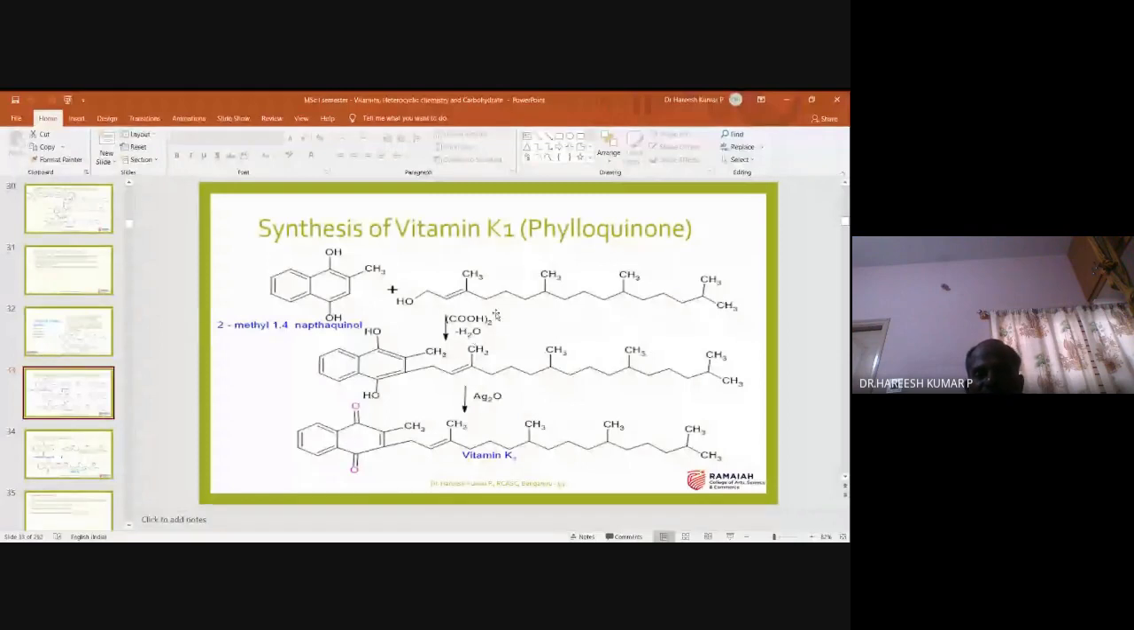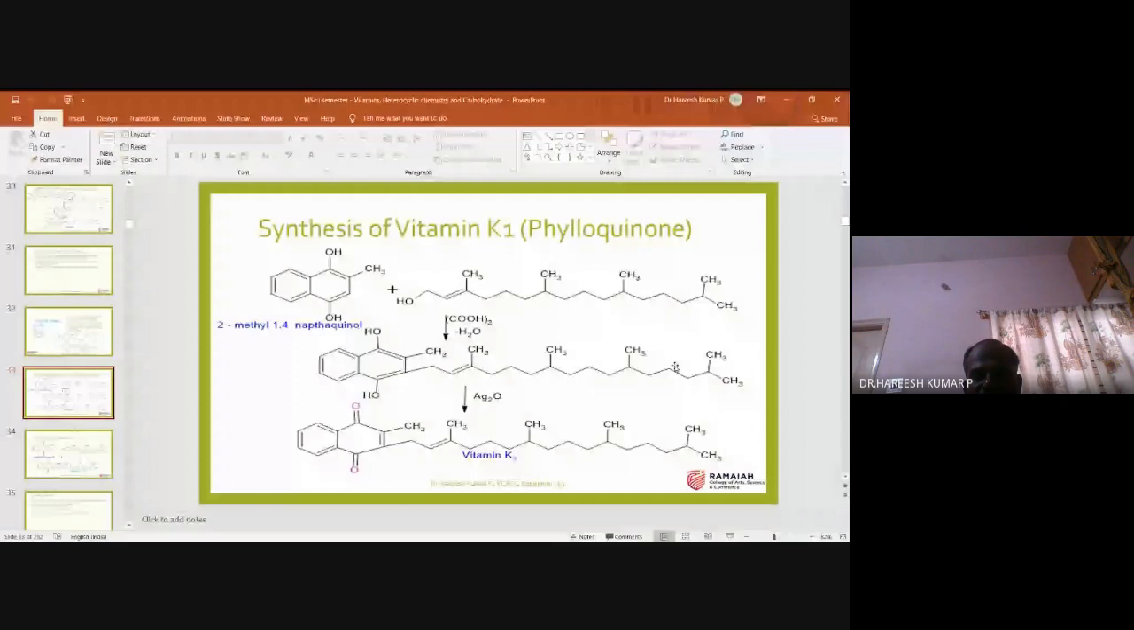And here this is COOH twice, which means oxalic acid. So here the oxalic acid's role is dehydrating agent. It removes water from the two reactants, a proton from here and OH from here. So when naphthoquinol and a phytol group are treated in presence of oxalic acid, there will be a dehydration, forming a compound like this.